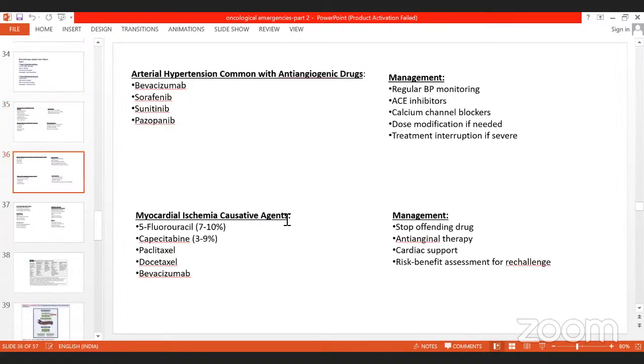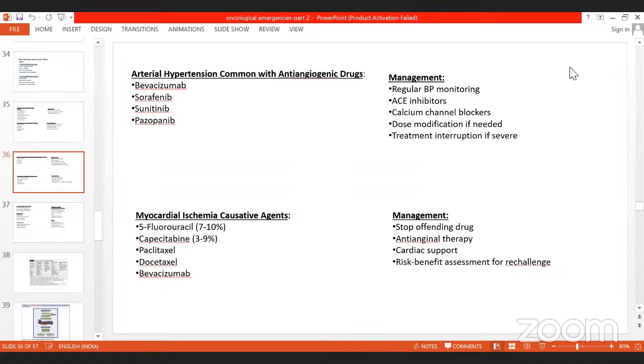And arterial hypertension is common with anti-angiogenic drugs. Anti-angiogenics are the VEGF inhibitors. These VEGF inhibitors are also monoclonal antibodies like bevacizumab, sorafenib, sunitinib, and pazopanib. So these are common drugs where the most common complication is arterial hypertension. So whenever we are giving these drugs, we generally do regular blood pressure monitoring, ACE inhibitors, calcium channel blockers, or any dose modification if it's indicated.